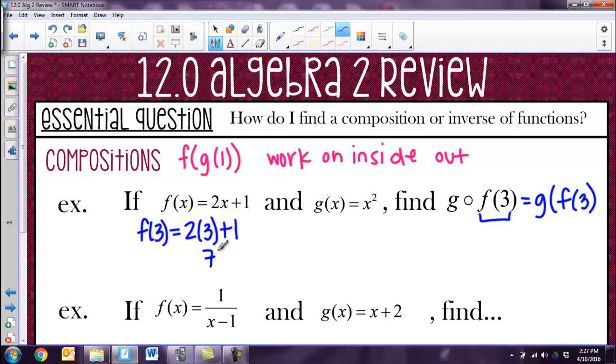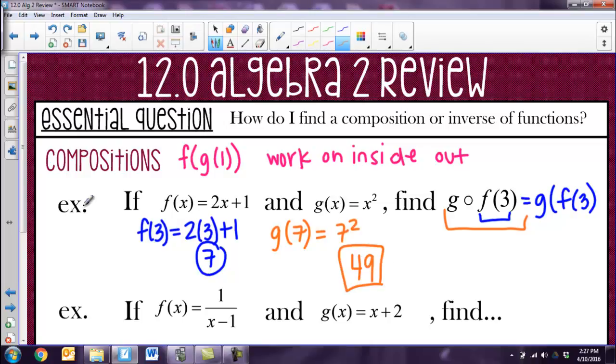And then I'm going to take this number and plug it into the second equation. So I'm going to plug it into that whole thing. So I'm going to find g of 7. g of 7 is just 7 squared. So my final answer here would be 49. So it's pretty straightforward when you have numbers.